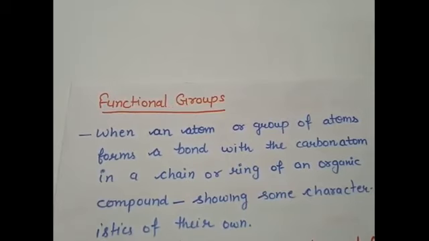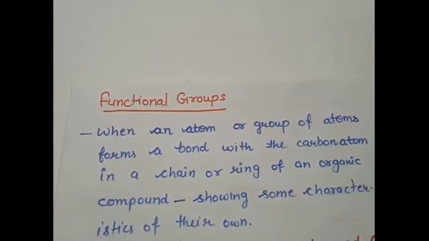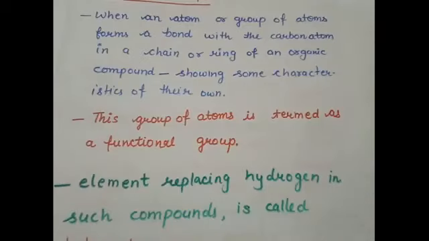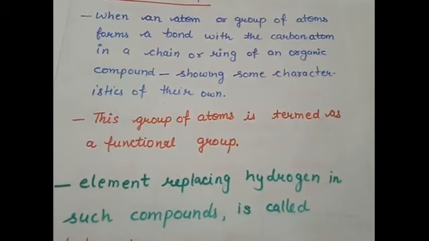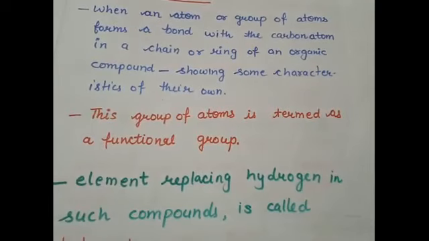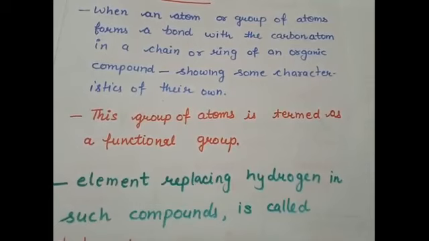Now how can we attach a functional group to the carbon ring or carbon chain? We must remove one of the hydrogen atoms to combine the functional group. So this group of atoms which is combined with the carbon ring, or which we attach to the carbon chain or ring, is termed a functional group. Functional because it performs some particular functions or has some particular characteristics of its own.